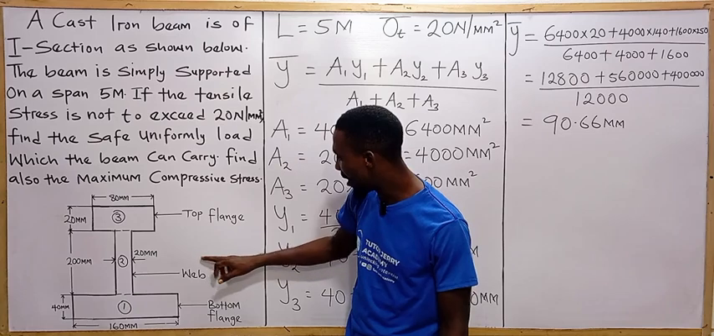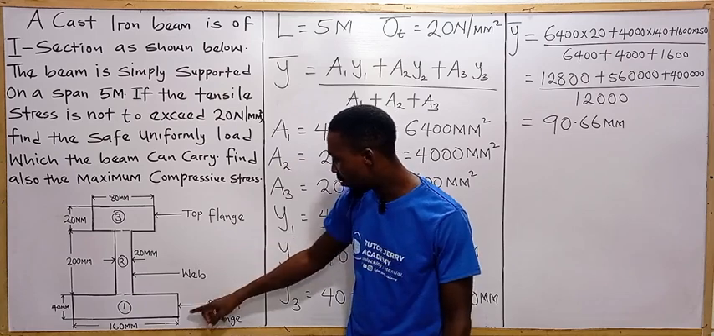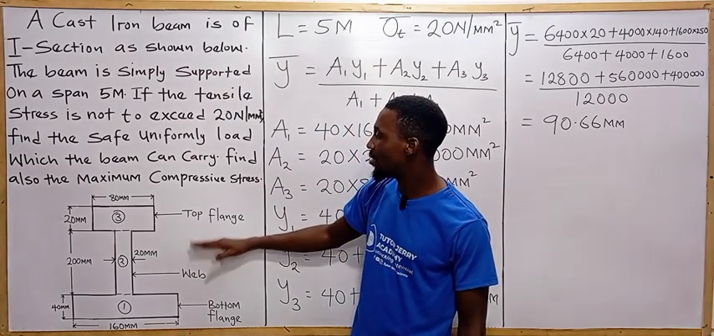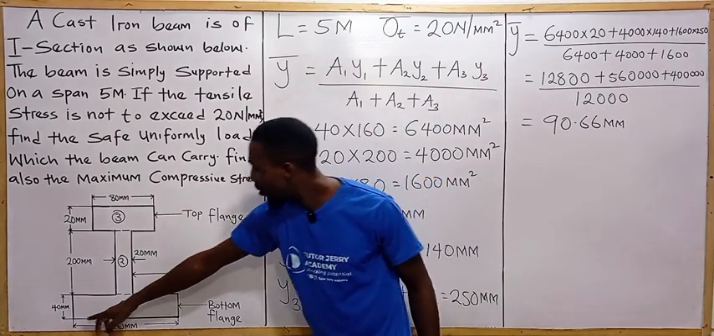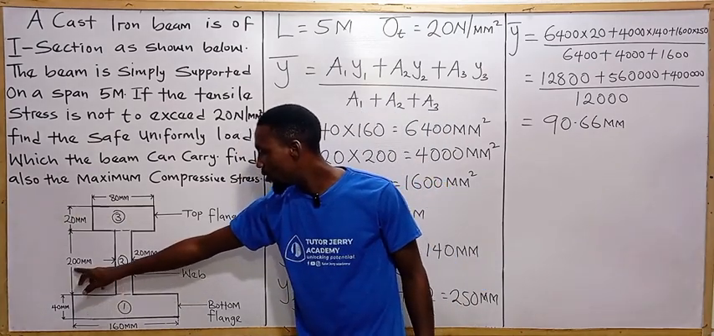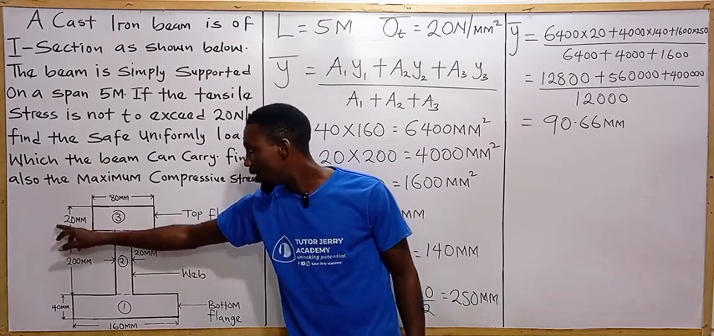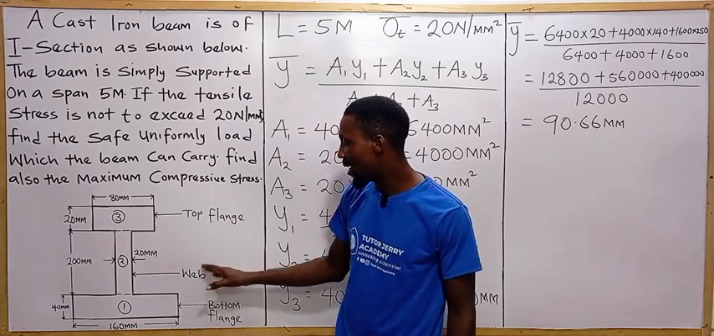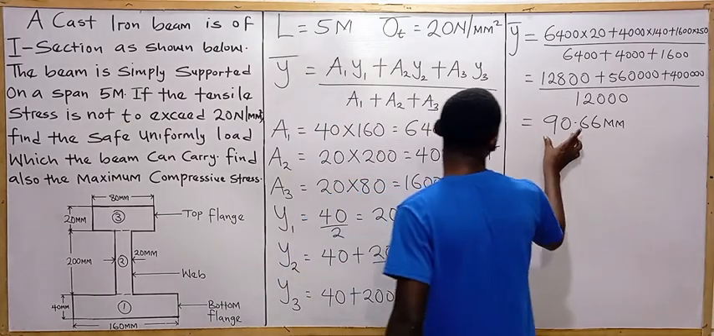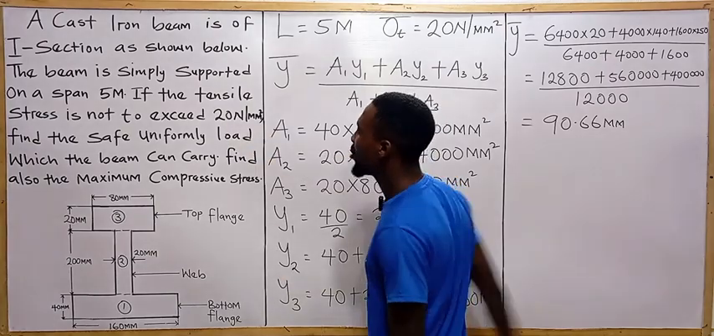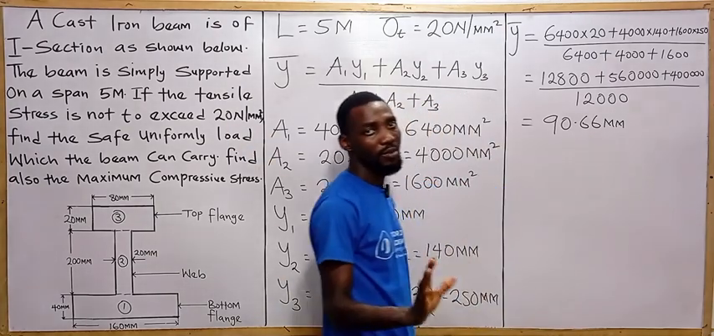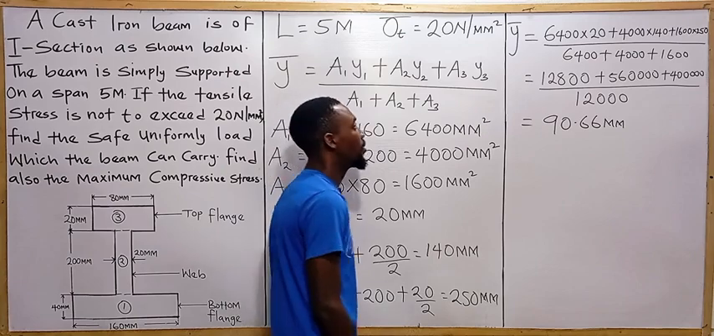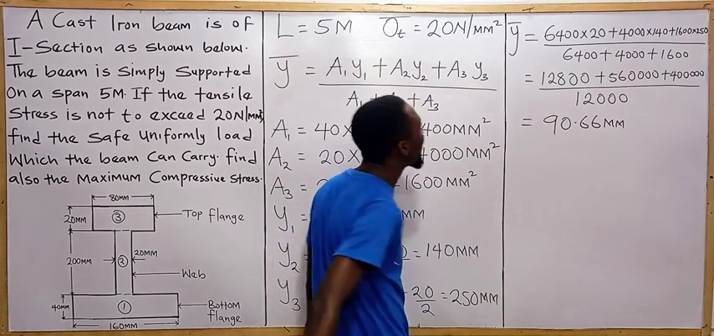So it means it's going to be somewhere around this side. Exactly. For us to get the top part, you are going to add everything together here, which is 200 plus 40 plus 20, that is 260. 260 minus 90.66, you are going to get the top part. But let's work one after the other. I want us to grasp this concept clearly. So we are done with the center of gravity.